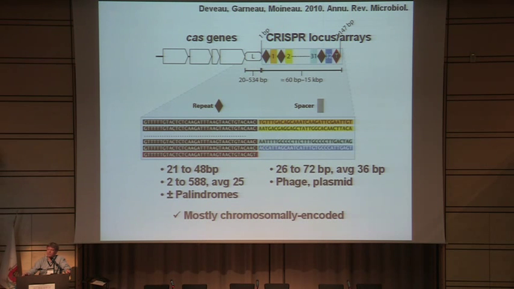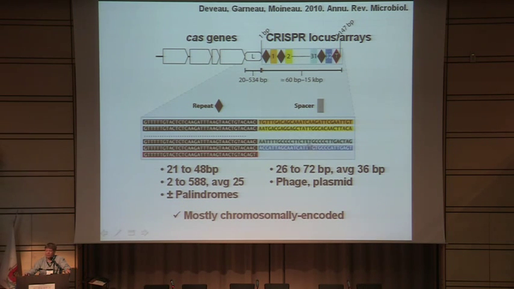So how it works: you've got what we call the CRISPR locus or CRISPR array, where you have these repeats, represented by black diamonds, and these colored rectangles represent the spacers, which are variable regions. Upstream or downstream from this array, you've got genes we call Cas genes, for CRISPR-associated genes. The repeats will vary in size depending on the bacteria and the systems, and the spacers will vary in size as well.